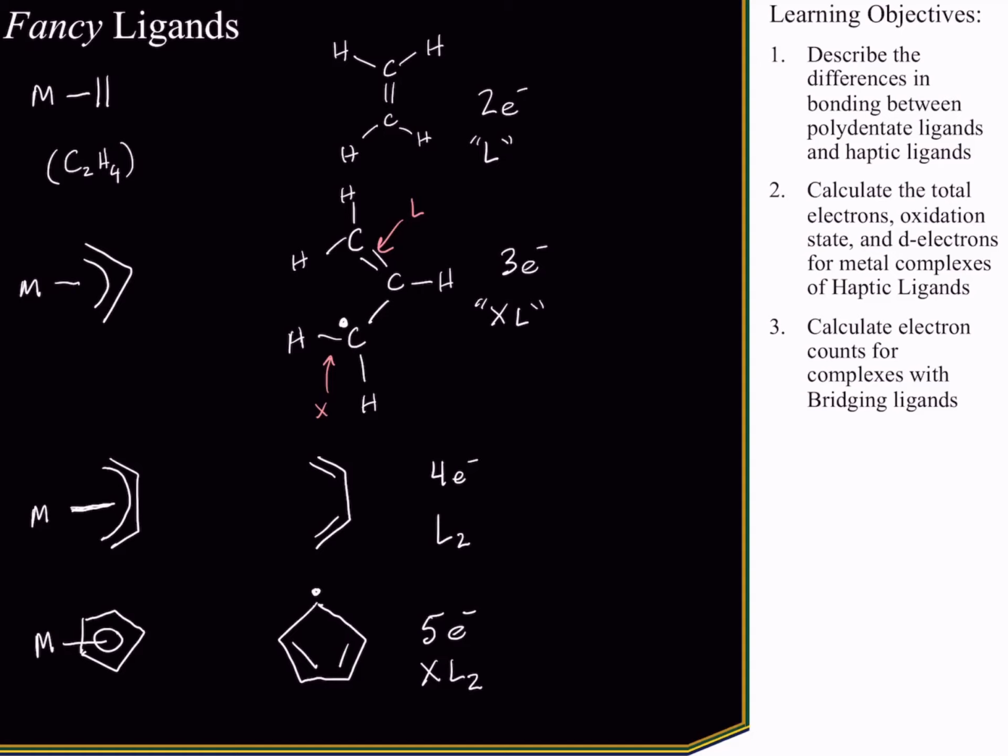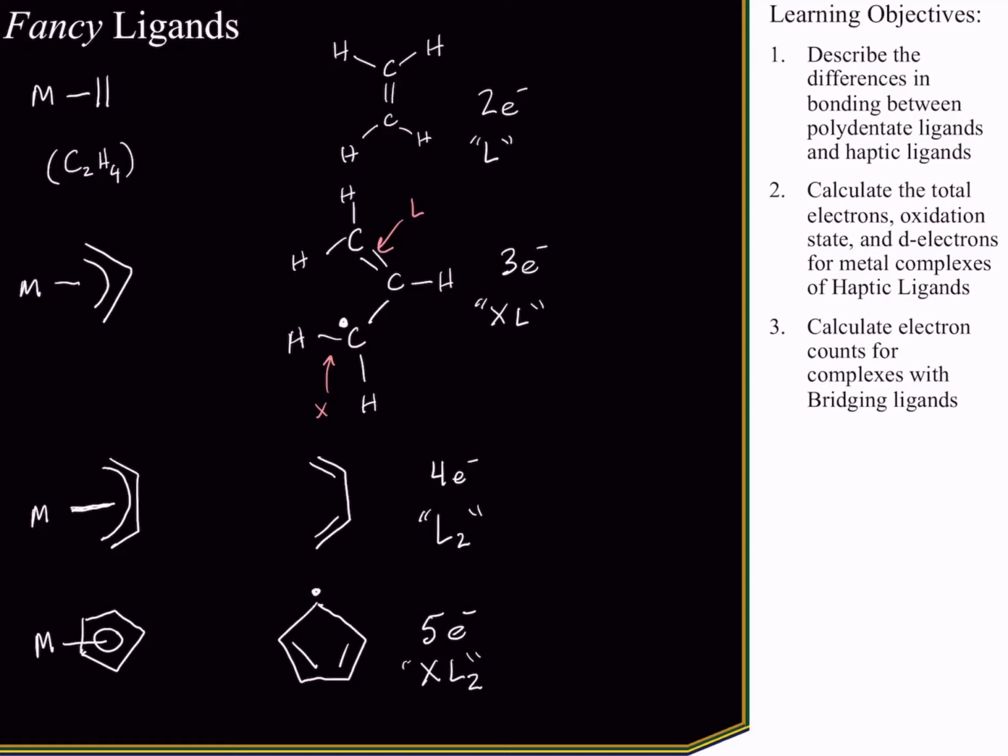Now, like I said, I'm going to put the parentheses around these XL labels because those are not really the way we refer to haptic ligands. So I just kind of spilled the beans. These ligands are what we call haptic ligands because they are bound to multiple continuous atoms. Polydentate ligands had multiple binding sites. Haptic ligands are bound to multiple atoms in a row.